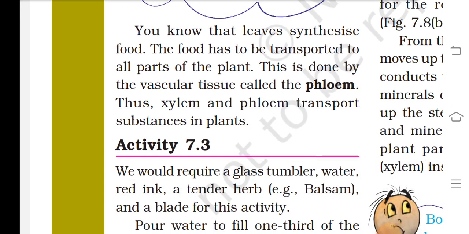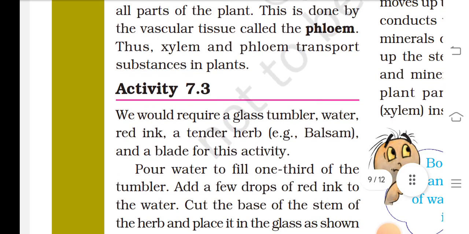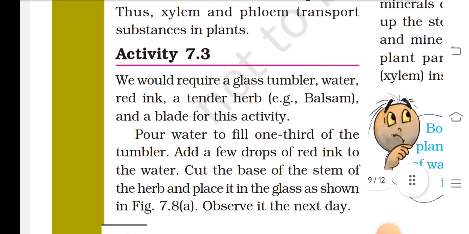You know that leaves synthesize food. The food has to be transported to all parts of the plant. This is done by the vascular tissue called phloem. Xylem and phloem transport substances in plants.